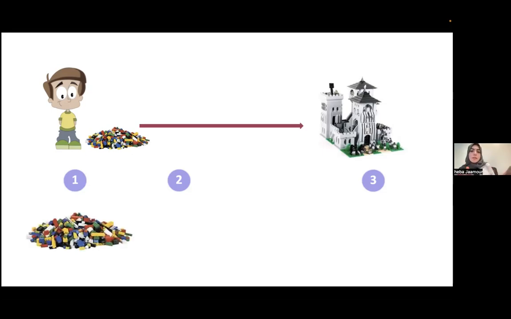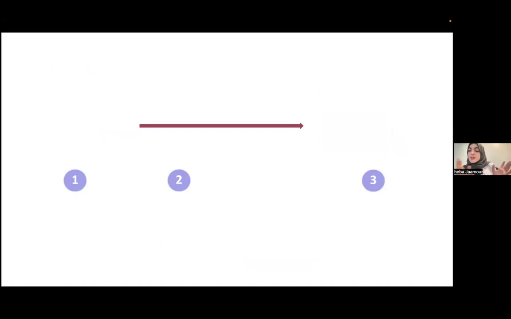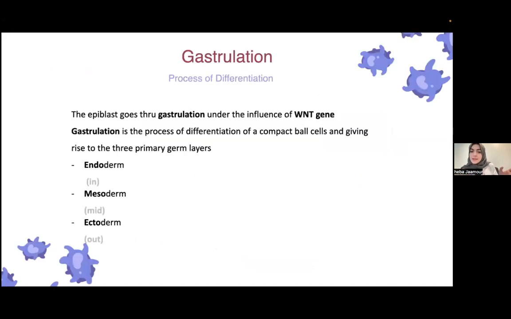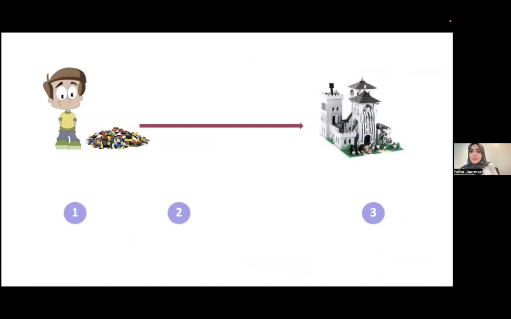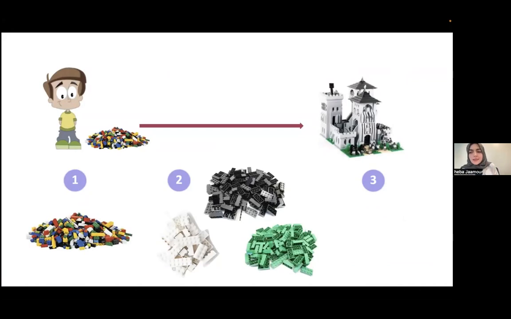Again, you have this big pile of Legos. The one thing the kid would want to do so that it would be easier for him to organize and coordinate between the different colors of this castle is divide white Legos on one side, black Legos on the other side, and other colors on another side. And then follow certain steps until he gets to that castle. Is this clear, this example? Makes sense, right?